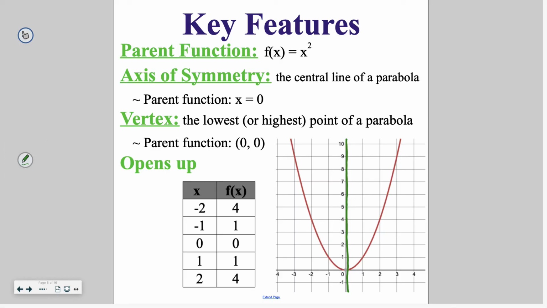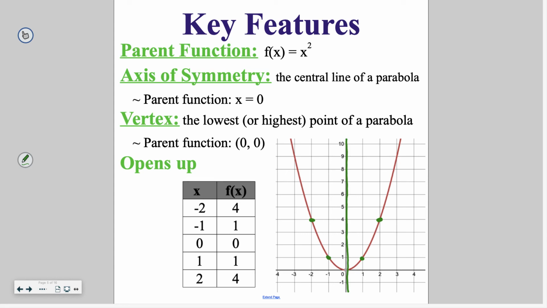So if I took that graph and folded it in half on that green line, the two halves would match up perfectly. You can see that negative 1, 1 matches up with 1, 1. Negative 2, 4 matches up with positive 2, 4, which you can also see in the table that were the coordinates used to make this parent function.